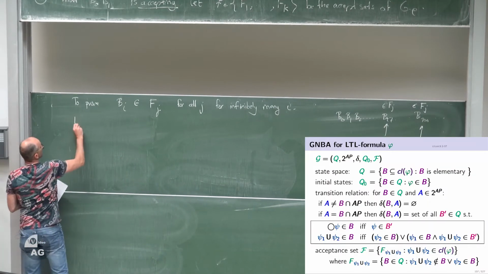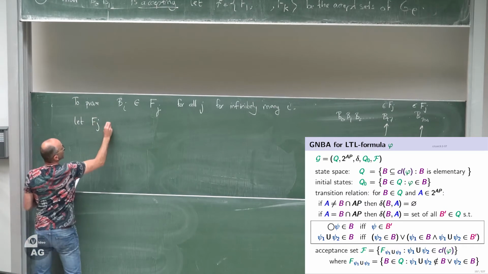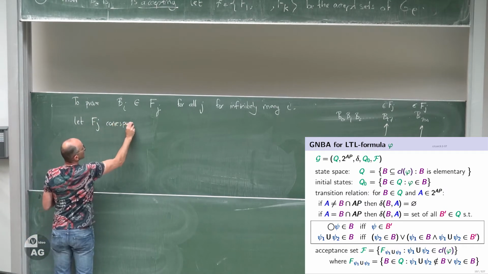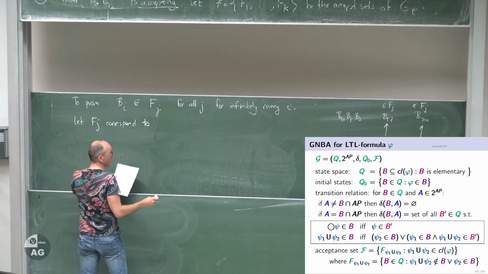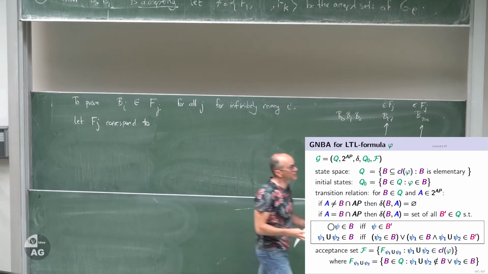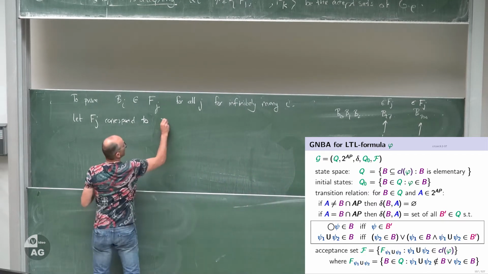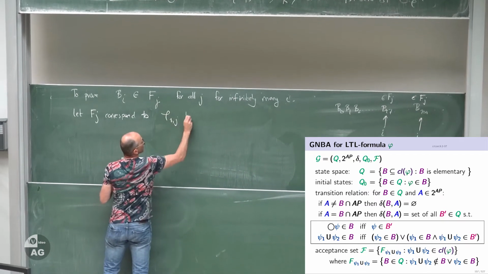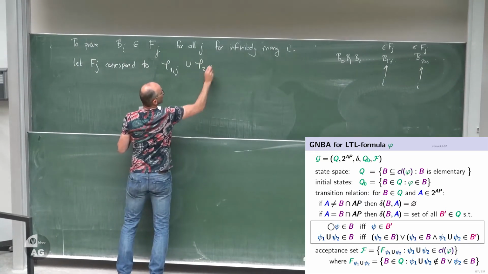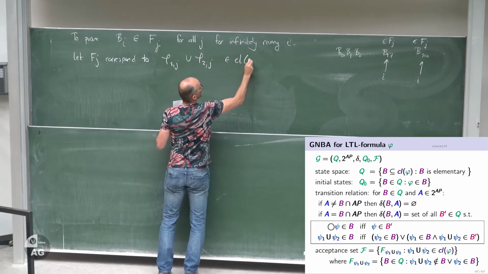Good. Let Fj correspond to a certain subformula. Why do I know this? Well, I know that all those f's, f1 up to fk, are induced because they belong to a certain until subformula that belongs in the closure. So number j, let's say it corresponds to the formula phi 1j until phi 2j, which is an element of the closure of phi.